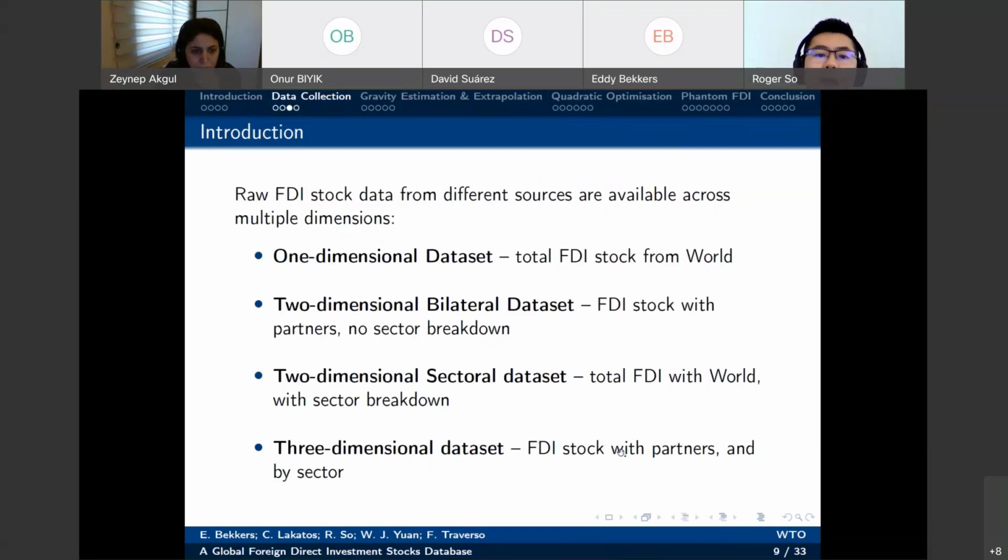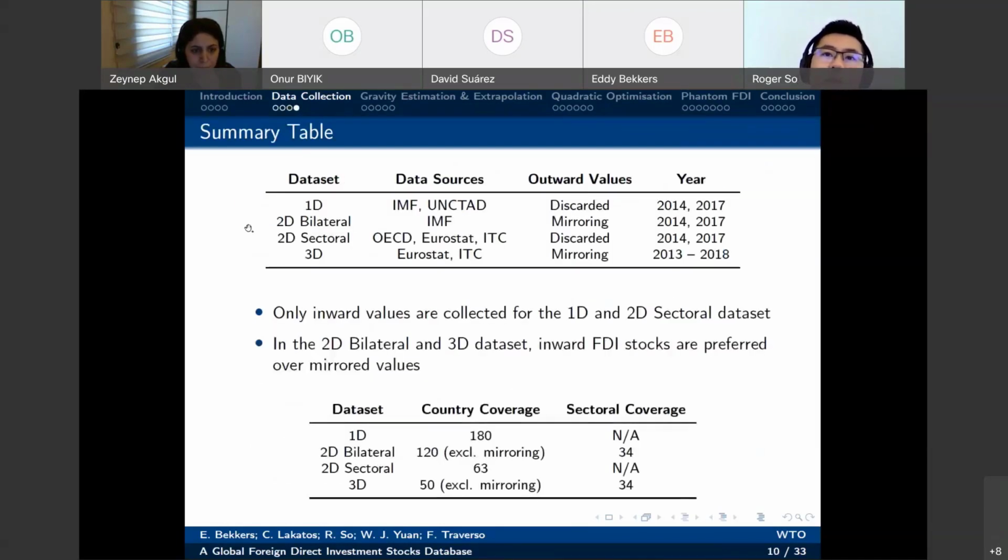And the complete data set at this level, the 3-dimensional level, is precisely the goal of this whole project. And now moving on to a summary table, I just want to dive deeper and look at some of the more detailed characteristics of these data sets.